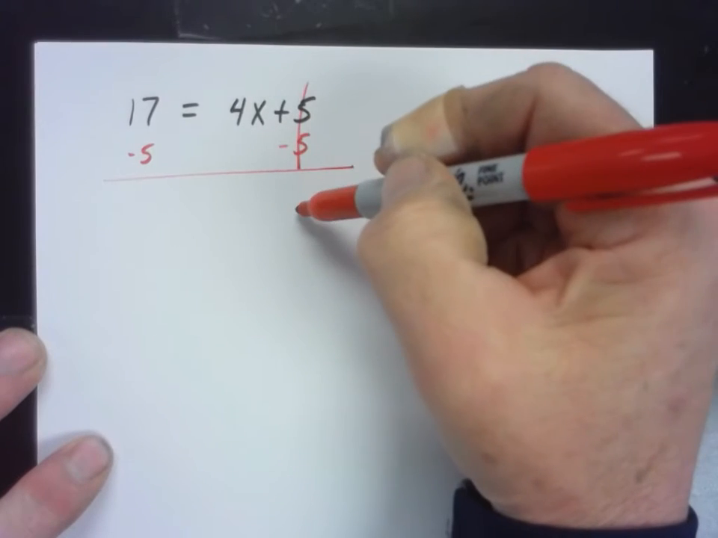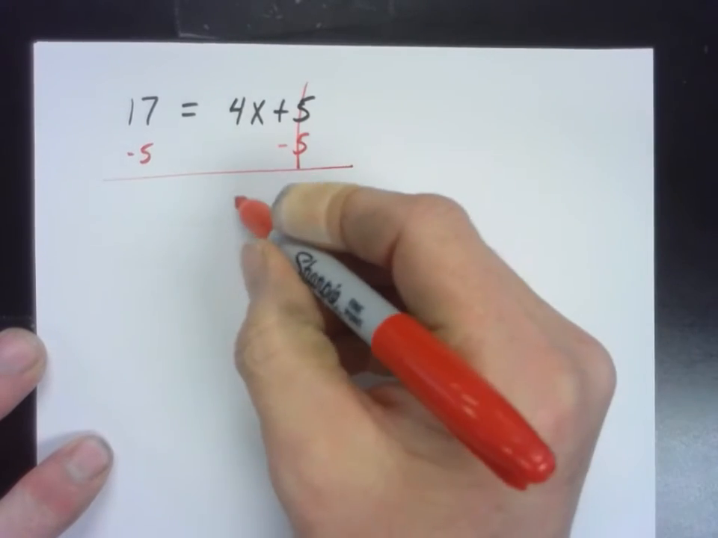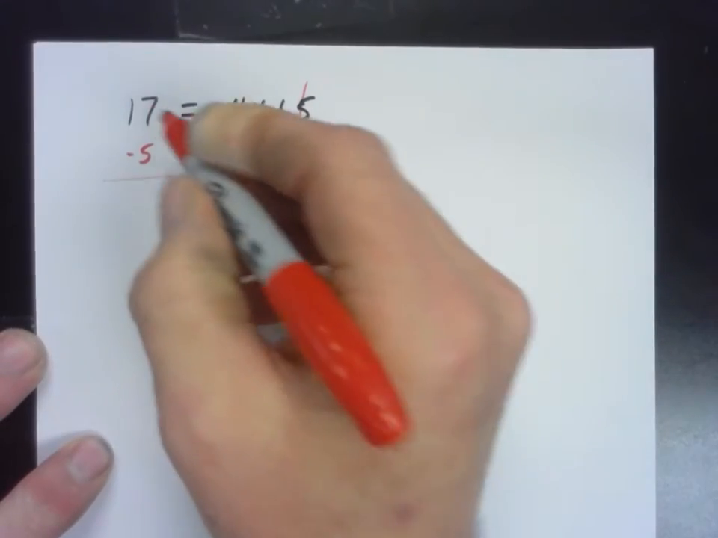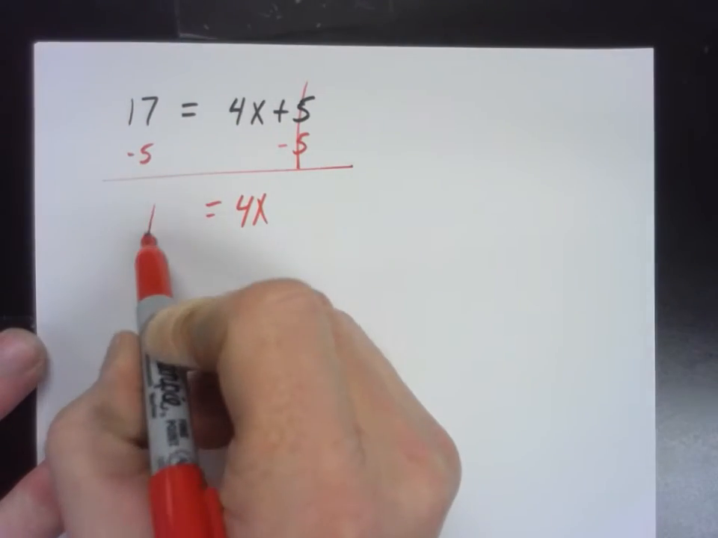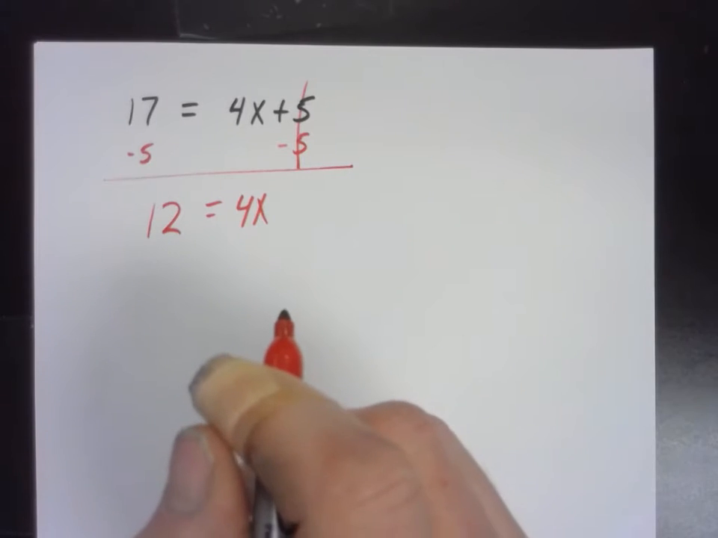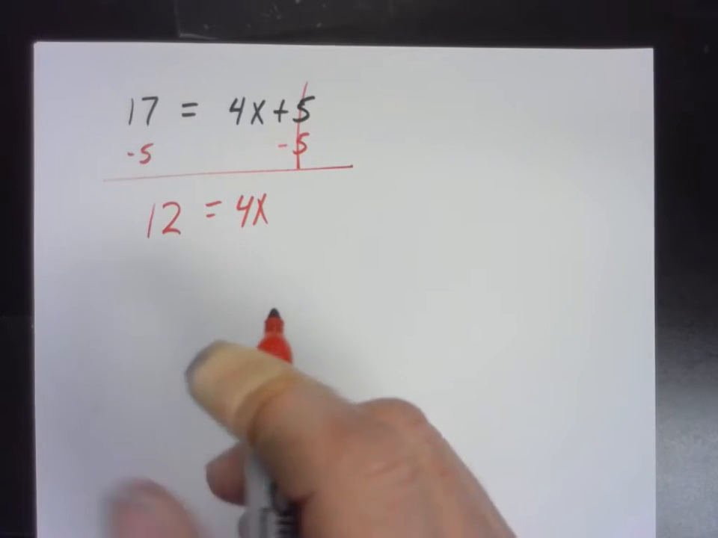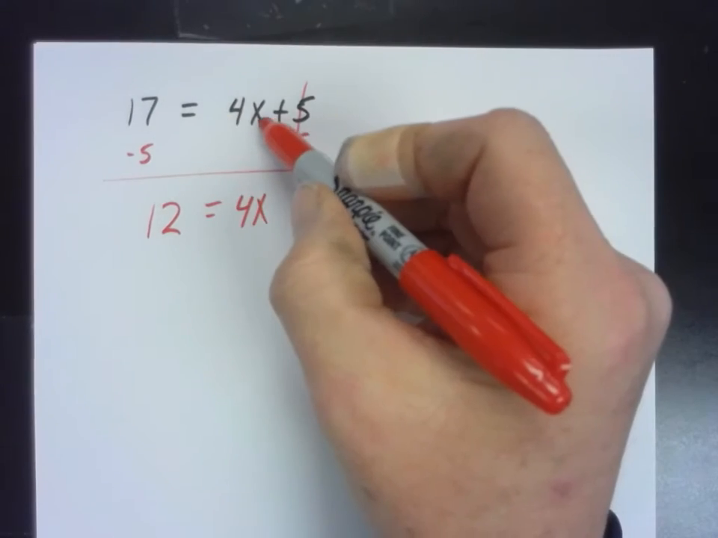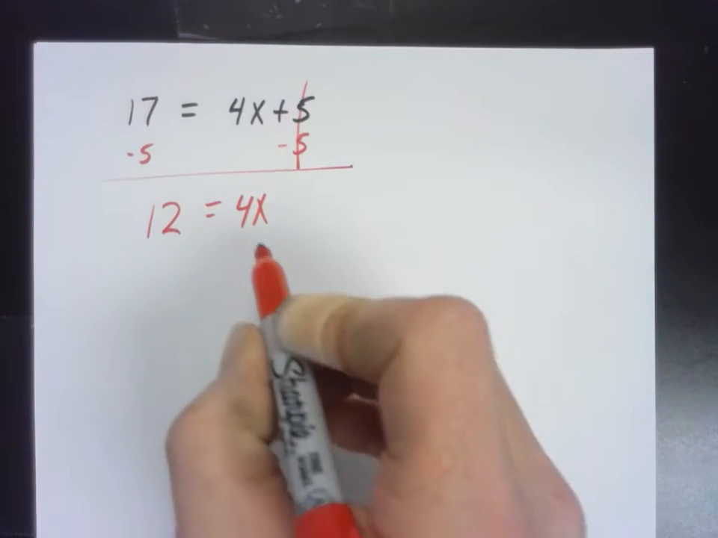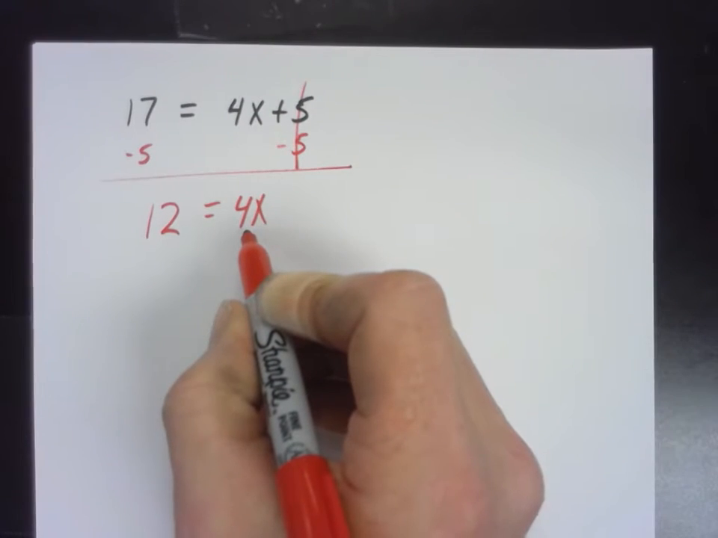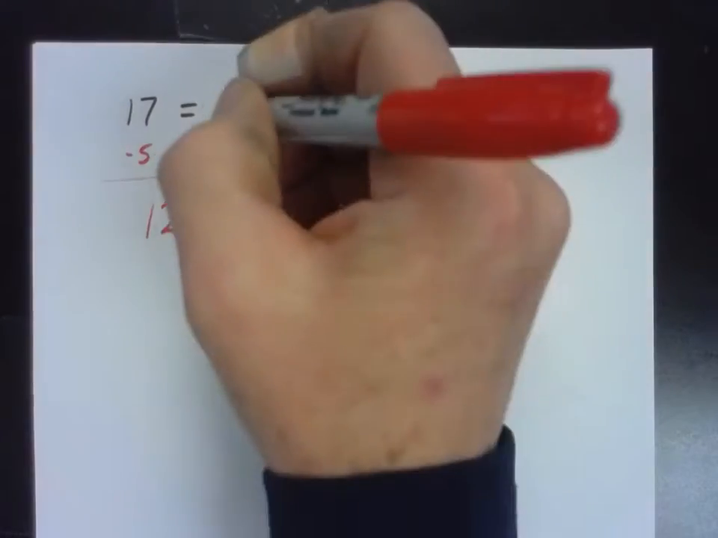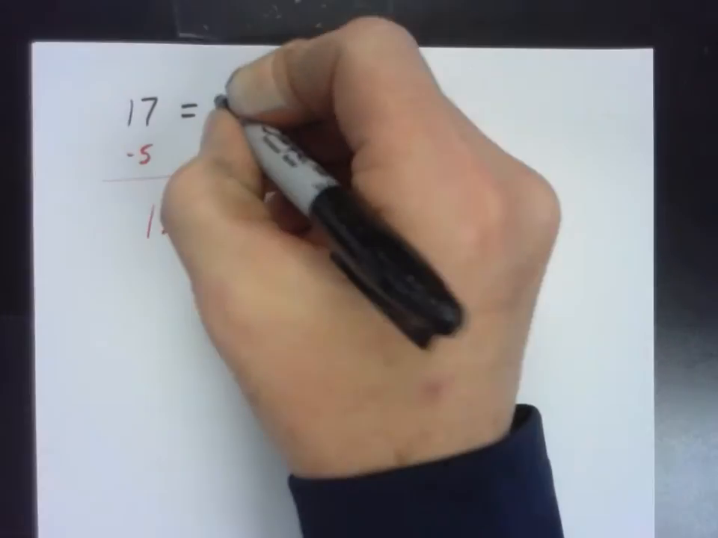Do I need to put the 0 this time? No, because I've got a 4x. And 17 subtract 5 is? So it's not the constant on the left, is it? It's the constant on the side of the equal sign where the variable is. Now how do I make that a 1x? Divide by 4. What if this was a negative 4x?